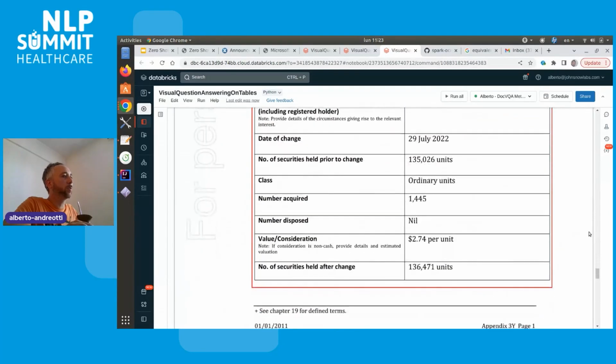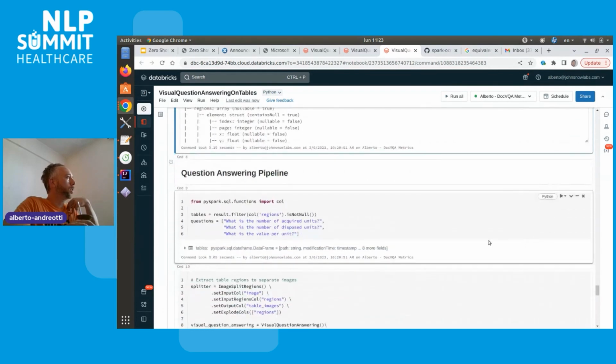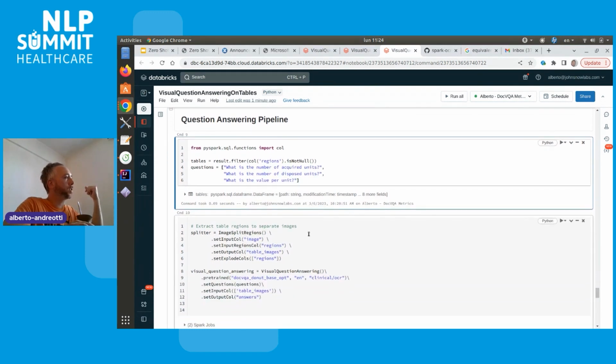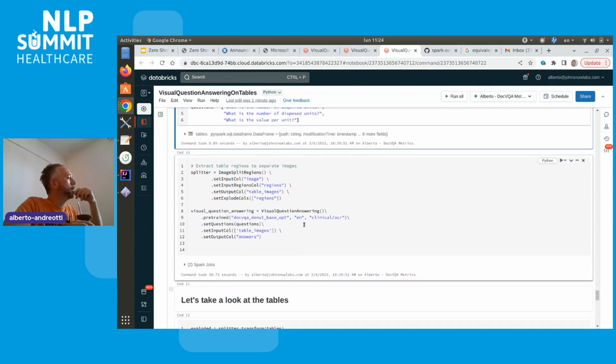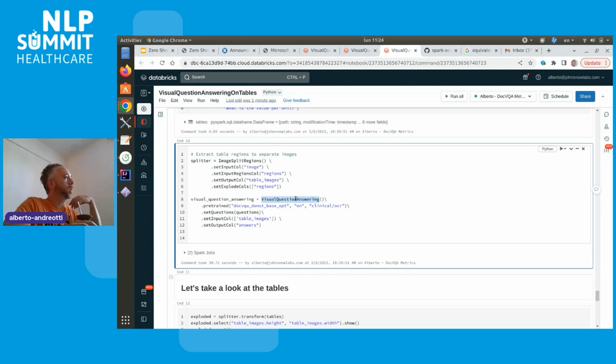And here's all the information we need. So this is what the questions look like. I'm just asking what the number of acquired units is, what is the number of disposed units, when they sell, what is the value per unit of the transaction. And then I'm going to feed those questions to the visual question answering model here.